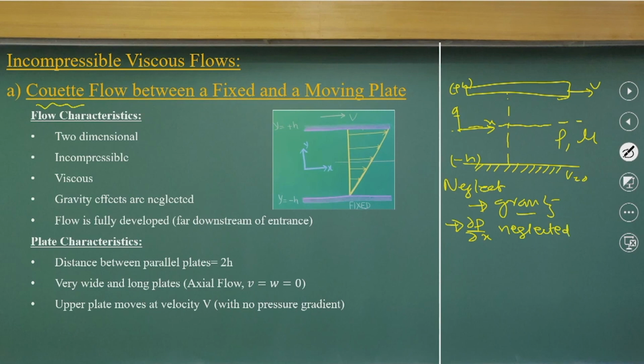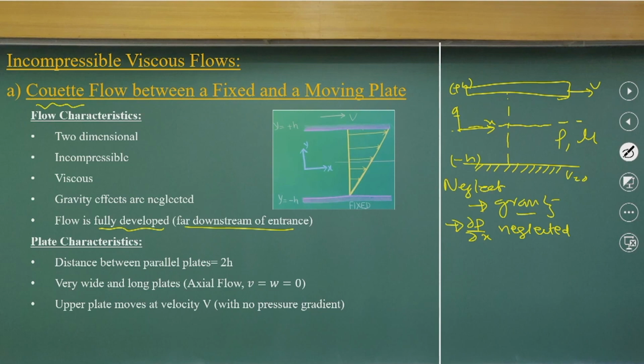Another term is the fully developed flow. I think these things we discussed in the pipe flow, the same things I will tell here. The velocity distributions do not change after a certain distance; they more or less remain the same. That condition we call fully developed flow. So, basically it should be far away from the entrance, okay.